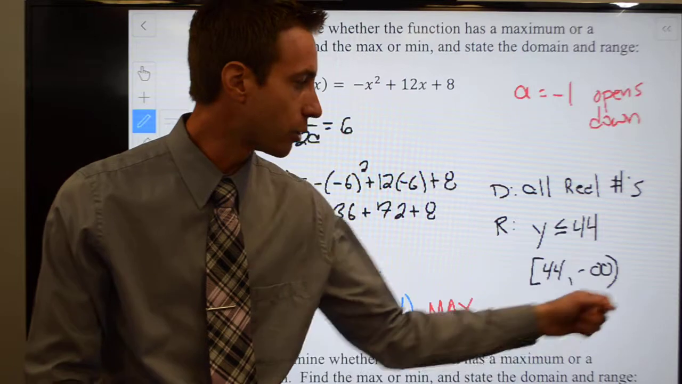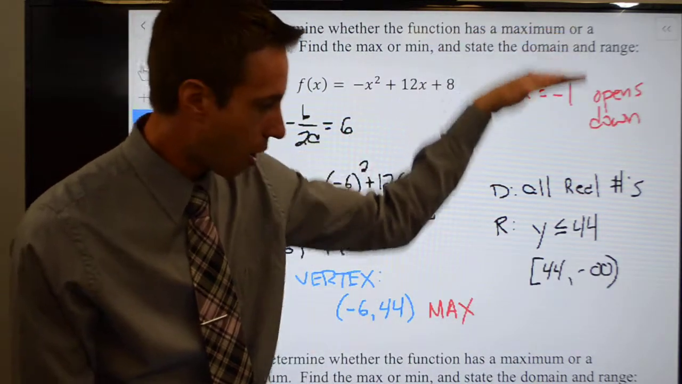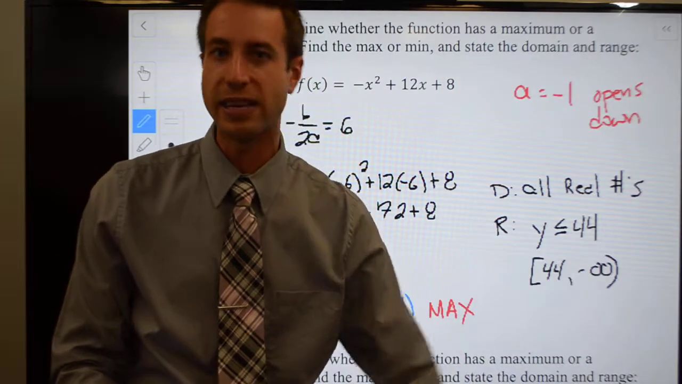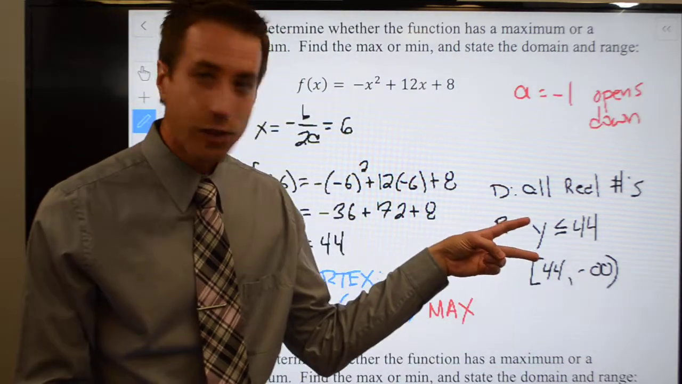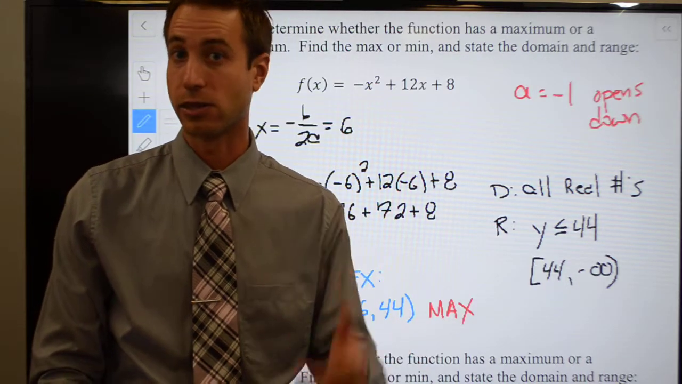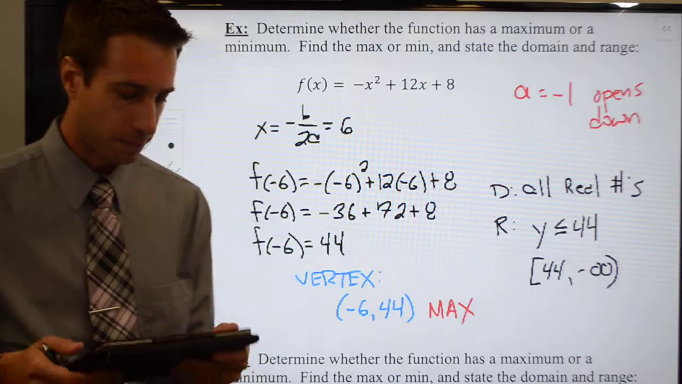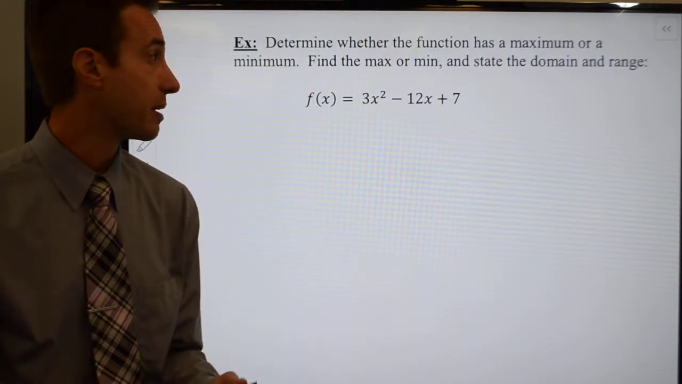So 44 is included, negative infinity not included. That's reading from top to bottom. From my vertex all the way down as far in the negative direction as you can possibly go, which we call negative infinity. Either one of these I'll accept as a perfectly good answer to the range. Let's try another one. Maybe we can get through this one here. Now that we've done one a little bit faster.